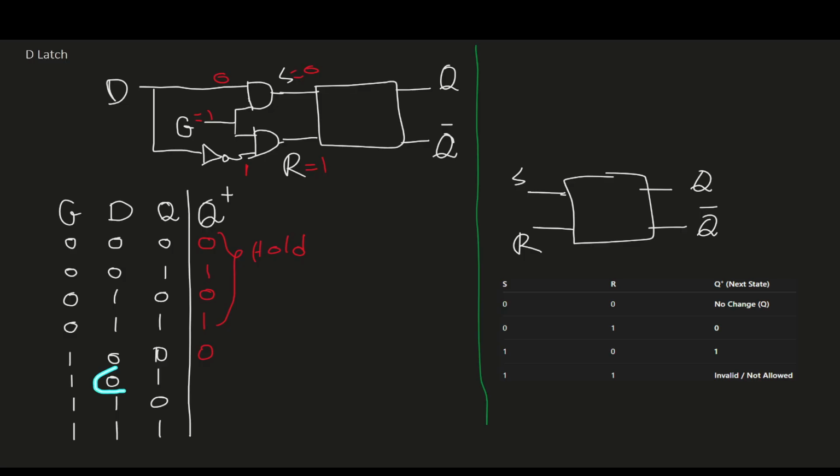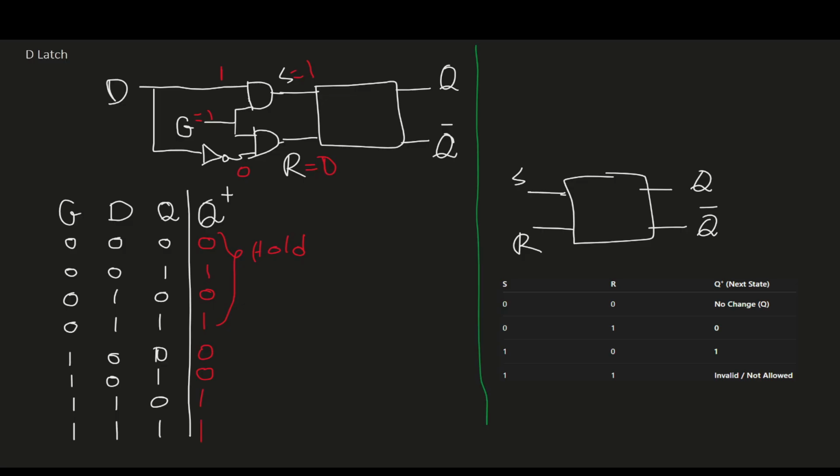Now let's look at this row. D is 0, so the next state will be 0 as well. Now let's look at this row here. Now D is 1 instead of 0. So we'll have 1 at the top and 0 at the bottom, because it will invert the 1 to 0. So the top AND gate will output 1, because 1 and 1 gives 1, and the bottom AND gate output will be 0. So what happens when S is 1 and R is 0? Looking here, we are setting the next state to 1.